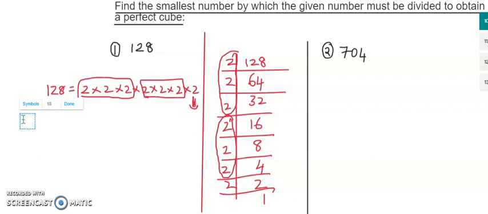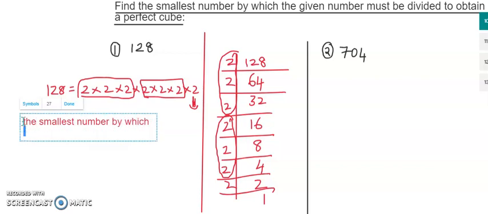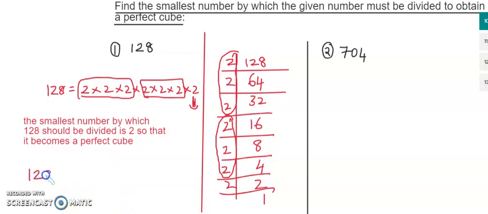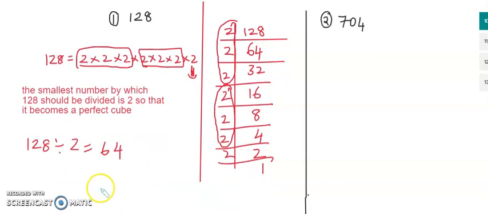Sorry, let me make it bigger so that it's clear. Let me increase the size of the text. The smallest number by which 128 should be divided is 2, so that it becomes a perfect cube, right? So we'll get 128 divided by 2 is going to be 64, and we know that 64 is a perfect cube because it's 8 cubed. Sorry, 4 cubed. 8 squared is 64. So 4 cubed, right?